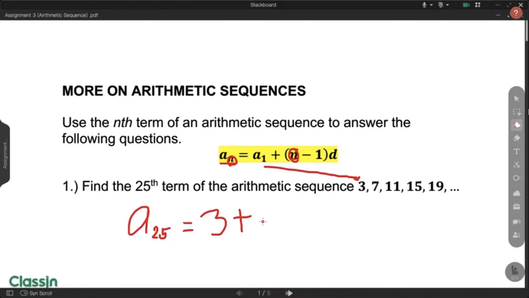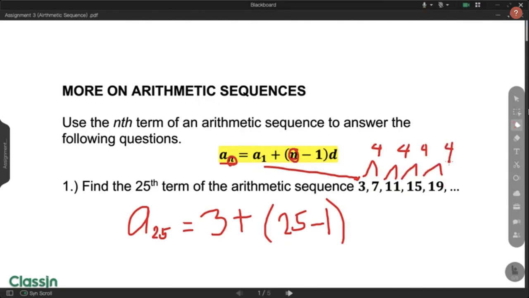So there are 25 terms, we write 25 minus 1, multiply that by the common difference, and let's find the common difference of this sequence by simply subtracting the first term from the second term. 7 minus 3 is 4, 11 minus 7 is 4, 15 minus 11 is 4, and 19 minus 15 is 4. So our common difference is 4.